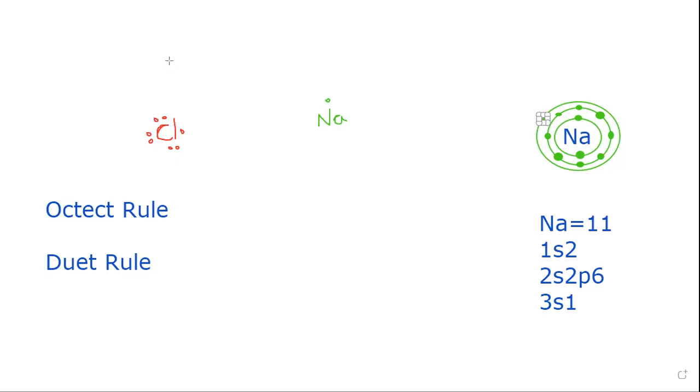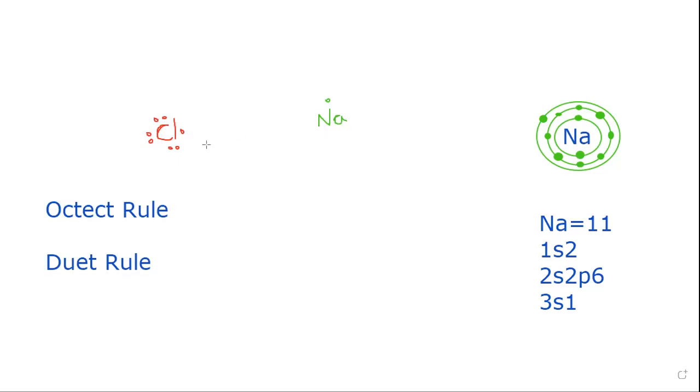Am I correct? Let me see if this is what we need to have here. We have 2 in the first energy level. In the second one, I have 1, 2, 3, 4, 5, 6, 7, 8. Yes. And 1 in the last energy level. Now, please look at this. Don't blink, because if you blink, you might find yourself lost.